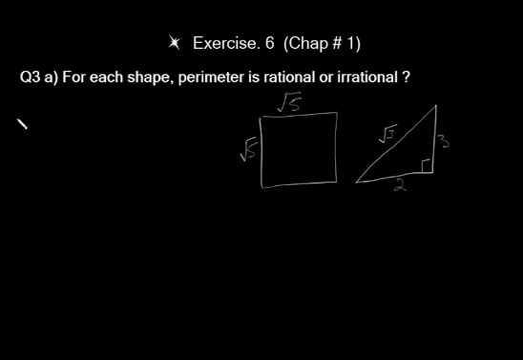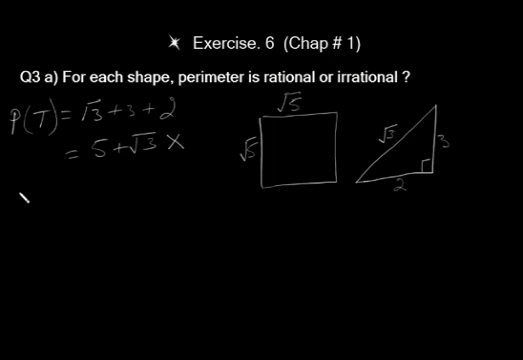So let's take the perimeter of the triangle first, T for triangle. We know that in perimeter you have to add all the sides, so it will be under root 3 plus 3 plus 2, so it will be 5 plus under root 3. As we know that under root 3 is a non-square number, it is an irrational number. Adding 5 won't make any difference, so it means that the perimeter of the triangle is an irrational number.